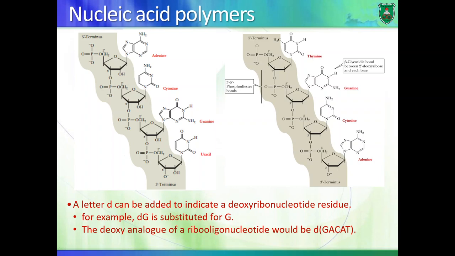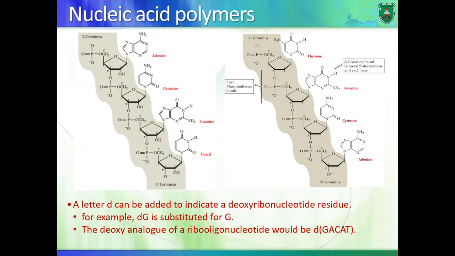The other hint that tells you that this is an RNA molecule is that if you look at the bases, it contains uracil. Now, if you look at the one to the right, notice that the sugar is a deoxyribose, that's one, and there is a thymine in this polymer, so you know it is a DNA molecule.